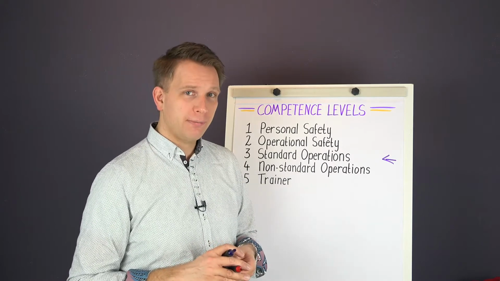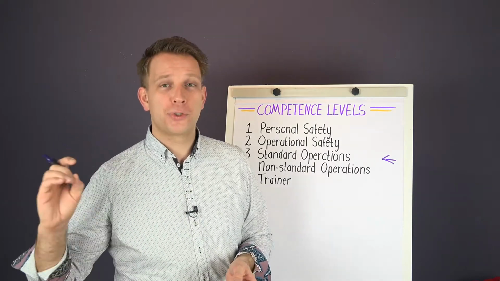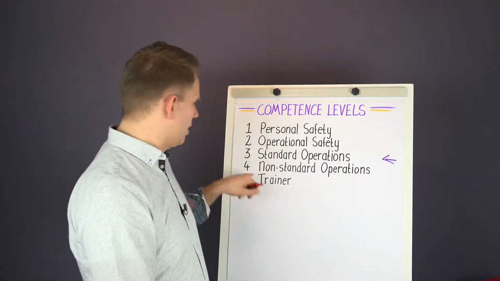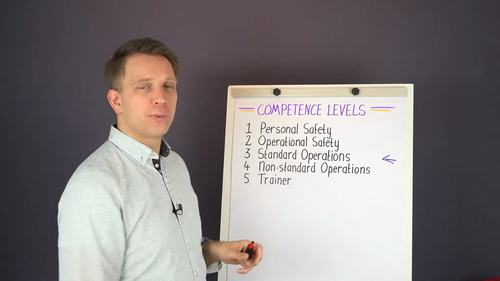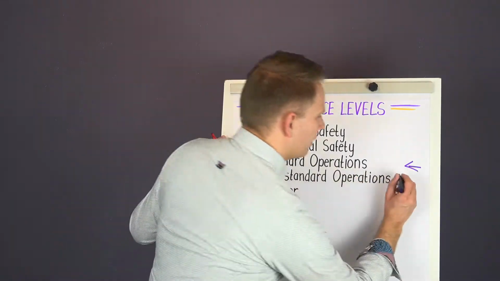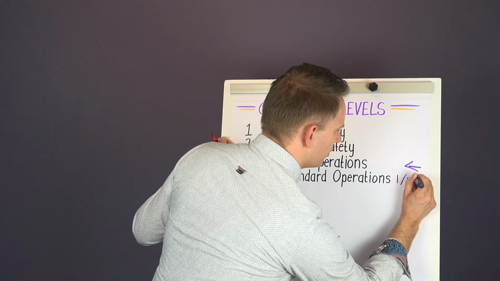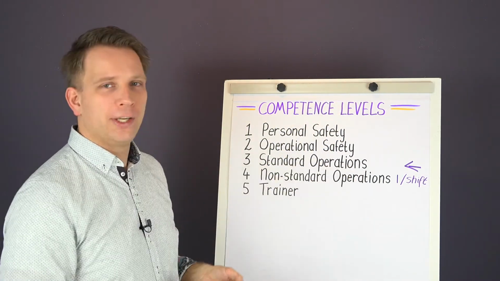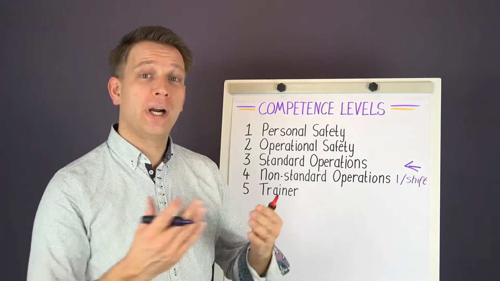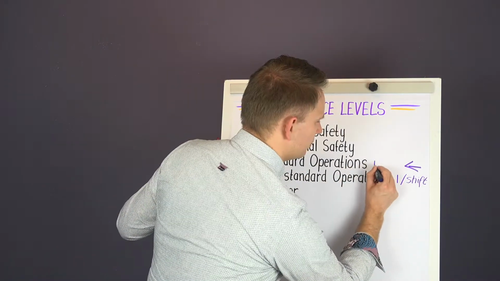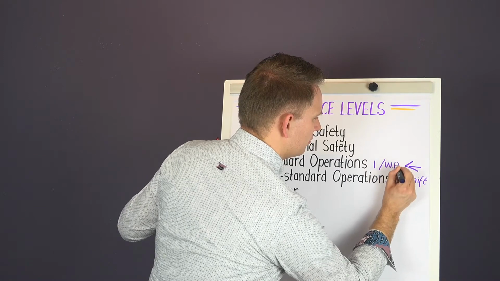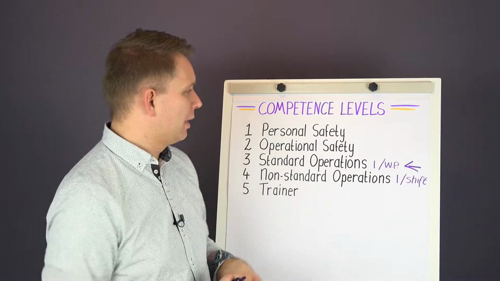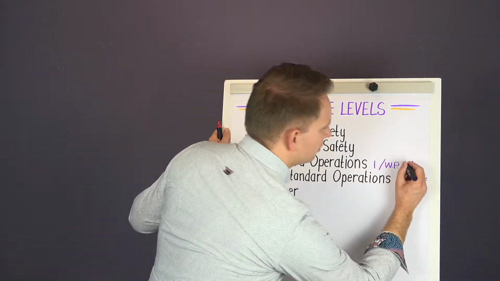So in any shift relatively close to the line, but not per se operating that line, you want to have at least one level 4 operator. And the standard operators you of course need for every workplace. And then a trainer, well, you need a trainer. And this is per workplace, per shift.